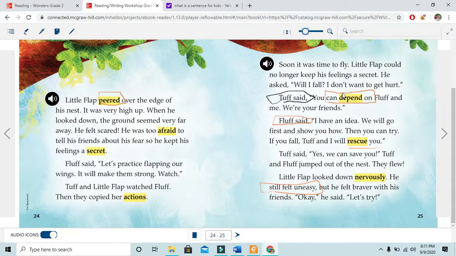Boys and girls, could you see here how the friends help each other? Good.